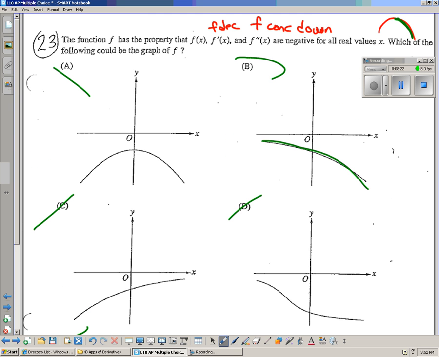One other thing I want to make sure we understand here: f of x being negative means that the entire graph lies below the x-axis. So if I were writing this question, I would have made one of the choices look like this, so that you realize this would be wrong because f of x is positive for certain numbers. The graph must lie below the x-axis the entire time, which choice B is.